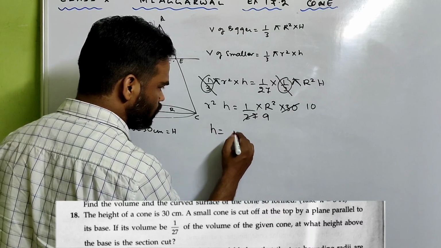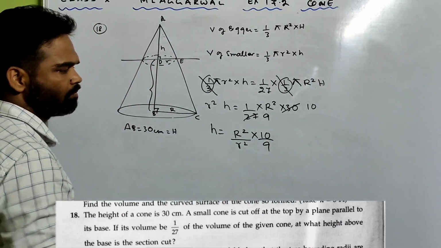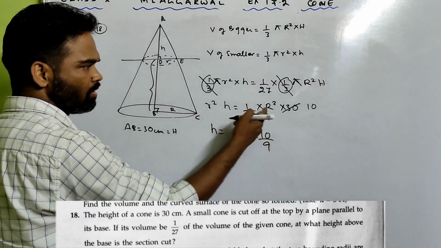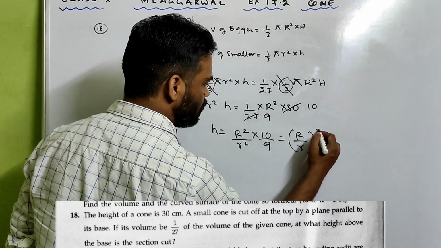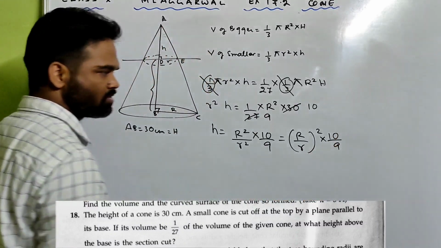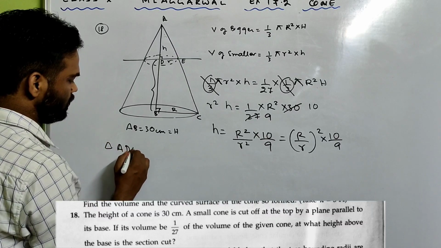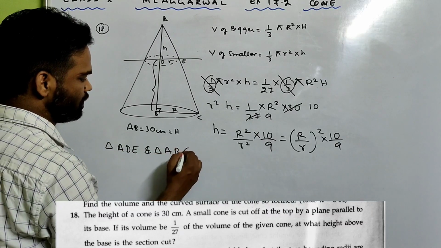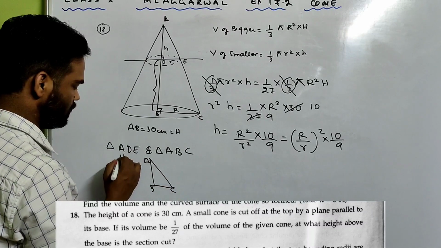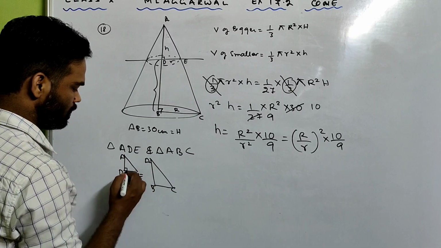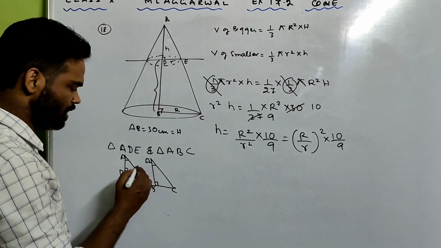So can I write h equals capital R square by small r square into 10 by 9? Can I write like this? Yes or no? This r square comes down, then capital R square by small r square into 10 by 9, which is capital R by small r whole square into 10 by 9. Now look carefully. Look at triangle ADE and the bigger triangle ABC. Angle D is equal to angle B. Angle A is common, which means these two are similar.